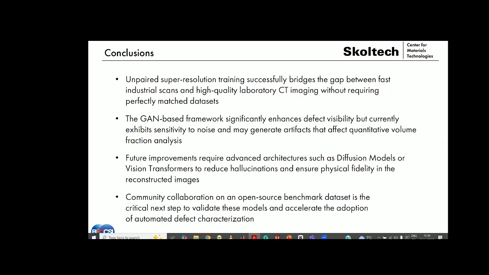And yeah, I move to conclusions. Super resolution methods can bridge the gap between fast industrial scans and high quality lab images, but we have to move to more advanced algorithms, transformer or diffusion models, and for this we need more data. So basically it's this, and I hope in the future we will work on this together to develop super resolution algorithms. Thank you.